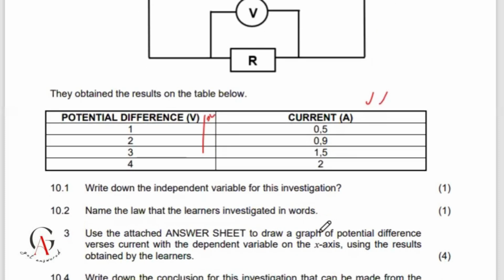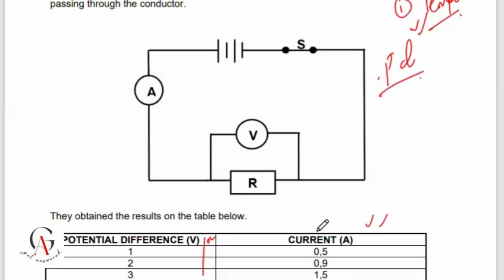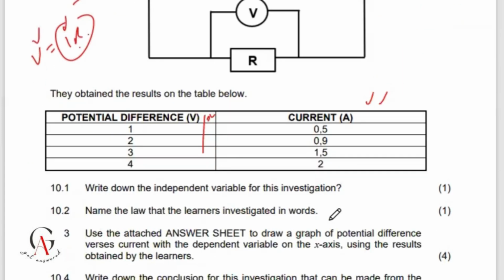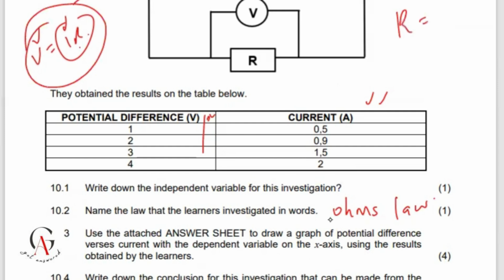Then 10.2, name the law that learners investigated in words. So when you're looking at V and I, which law would this be? We know that V is equal to IR. So the law that they are trying to investigate is basically Ohm's law. The question wants us to just name the law, not state it. But when you're stating it, remember, it has to be around this: resistance is equal to V over I.